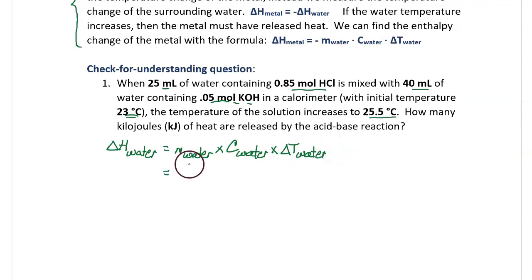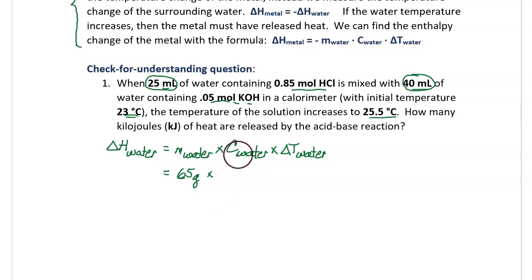First, let's substitute for the mass of the water. There are 25 milliliters plus 40 milliliters of water in the calorimeter. That is a total of 65 milliliters of water. Every milliliter of water weighs 1 gram. So if there are 65 milliliters of water, then there are 65 grams of water in the calorimeter.